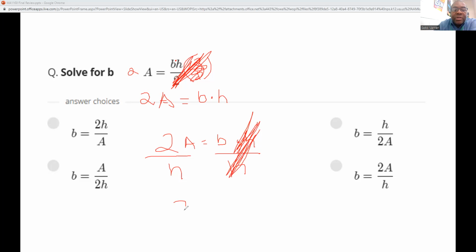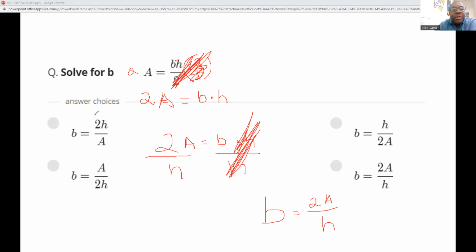So now I have 2A over H equals B. I can also say B equals 2A over H. I could put it either way. Since I'm solving for B, let's just have B first. That's the same thing. B equals 2A divided by H.